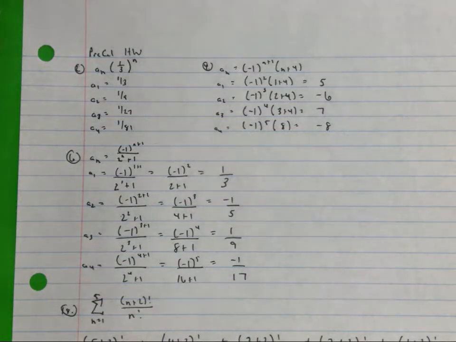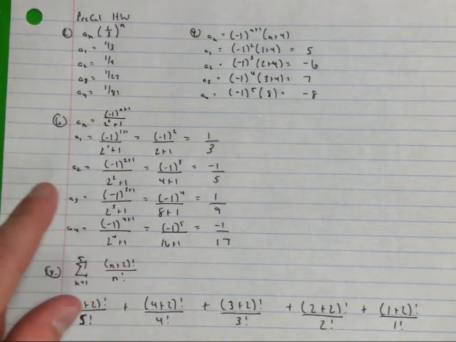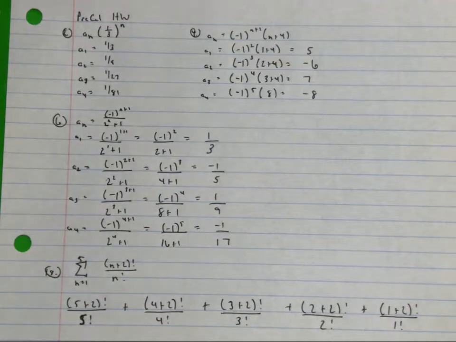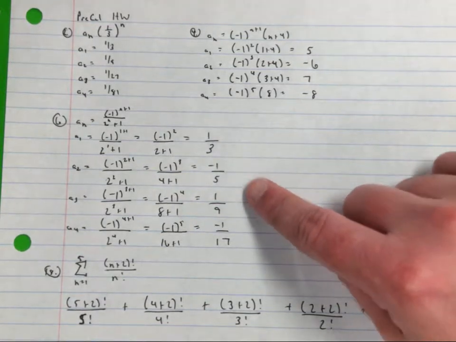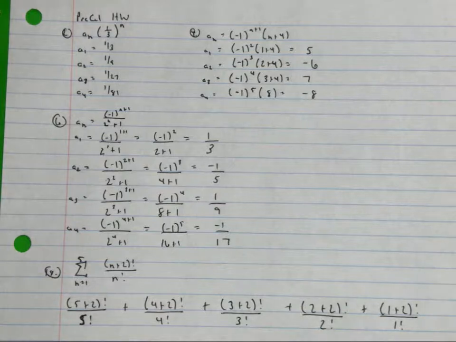Number 6. Here's your rule. This one's a little bit more detailed. I plug 1, 2, 3, 4 in. I get 1/3, -1/5, 1/9, and -1/17. Take a moment to look at those 3, see if you have any questions. Are there any questions on those 3? Are we good? Hand signal, we good.